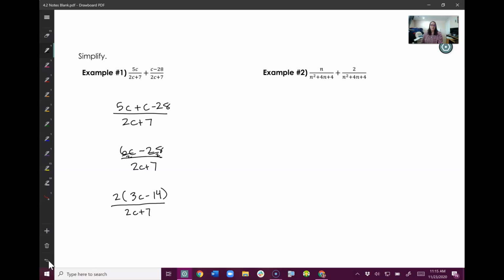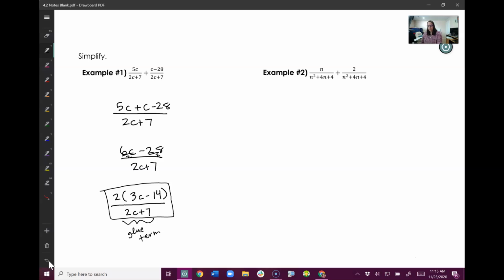And then I check to see if I can cancel anything on top and bottom. And just a reminder from 4.1. I can't cancel those 2's because the 2 on the bottom is part of a glue term, meaning that addition glues the 2c and the 7 together, so I have to get rid of them together. I can't separate them. So it looks like in this one, there's nothing that's going to cancel out or simplify. So that is my answer.